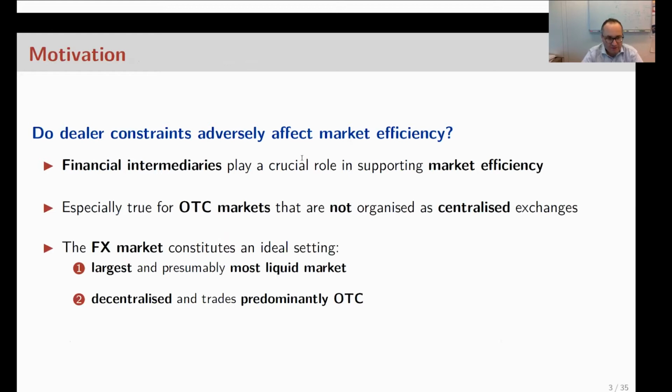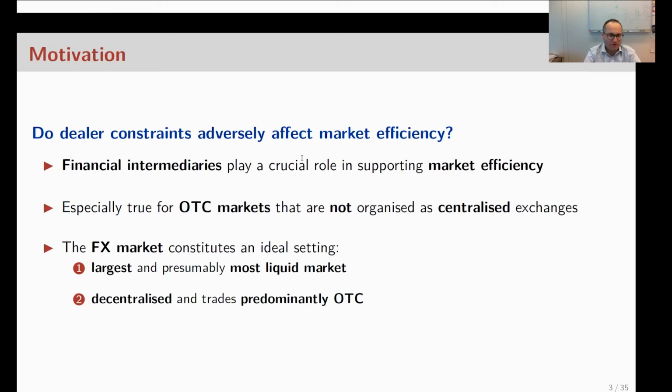So against that background, big picture-wise, what's the main research question of our paper? What we seek to answer in this paper is to what extent dealer constraints adversely affect market efficiency. And I will later be very specific about what I mean by market efficiency, because obviously there are many different definitions and meanings attached to market efficiency. But really key to our research is that we think of financial intermediaries as playing a crucial role in supporting that market efficiency.